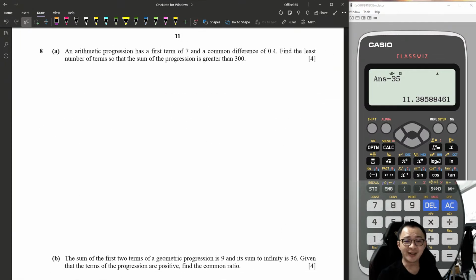Okay, then the arithmetic. Oh, tomorrow we'll get the IGCSE result. Yeah, please let me know what grade you get for IGCSE.